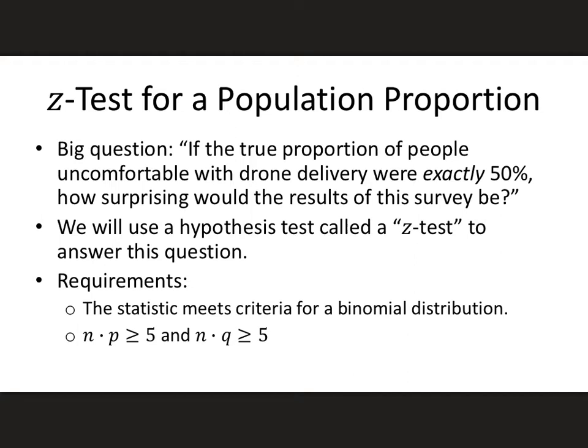So we'll be looking at a z-test for a population proportion. The big question here is, if the true population of people uncomfortable with drone delivery were exactly 50%, how surprising would the results be in the survey? If it was exactly 50%, that's saying half of the population is uncomfortable. We are going to use a hypothesis test called a z-test to answer these questions. Requirements will be that the statistic meets criteria of a binomial distribution, and n times p is greater than or equal to 5, and n times q is greater than or equal to 5.